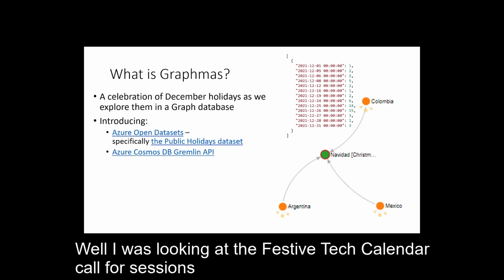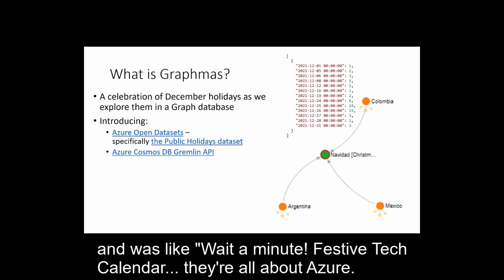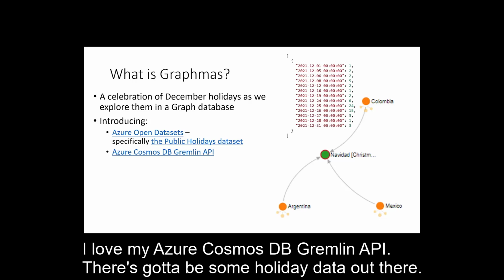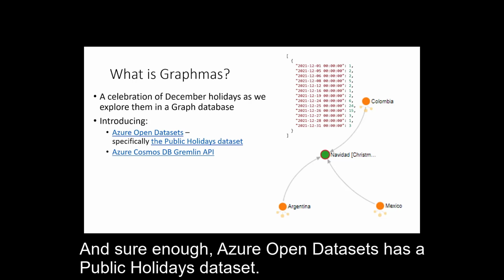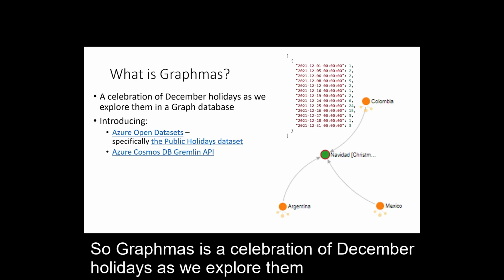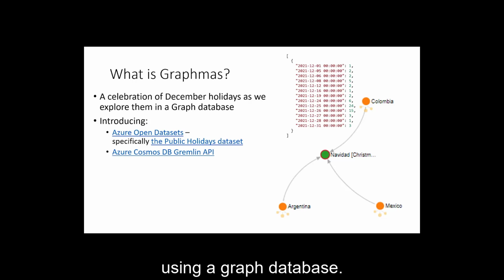Well, I was looking at the Festive Tech Calendar call for sessions. I was like, wait a minute. Festive Tech Calendar, they're all about Azure. I love my Azure Cosmos DB Gremlin API. There's gotta be some holiday data out there. And sure enough, Azure Open Datasets has a public holidays dataset. So Graphmas is a celebration of December holidays as we explore them using a graph database.